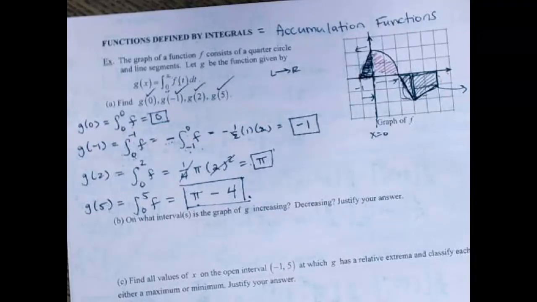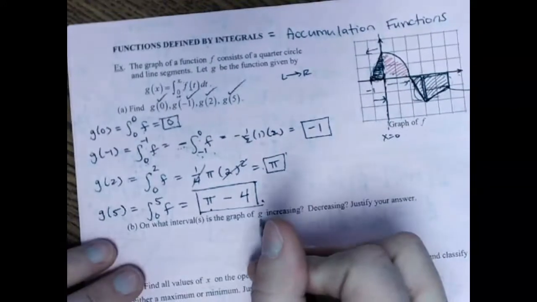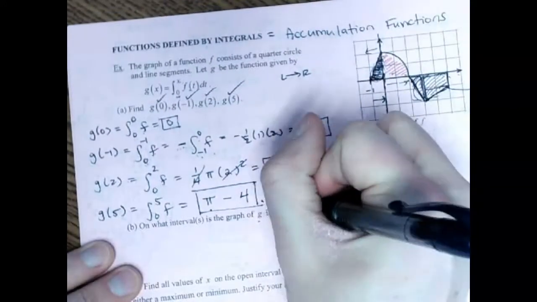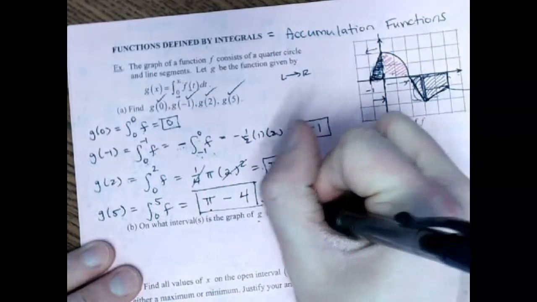No excuses, always. Even if it doesn't tell you, always justify, right? There's no point not to. Now, I know g would be increasing. I guess we'll just write it right here.